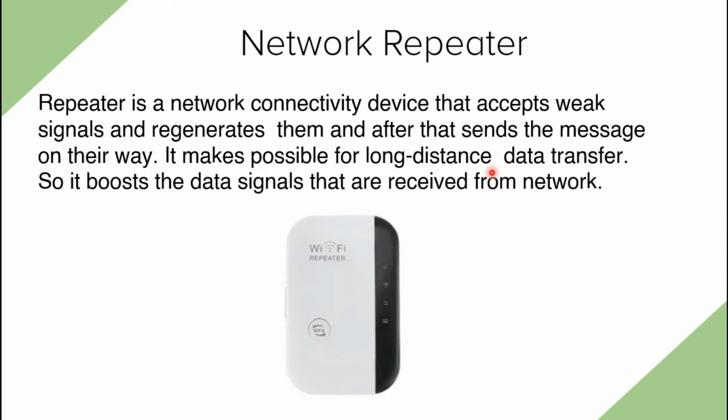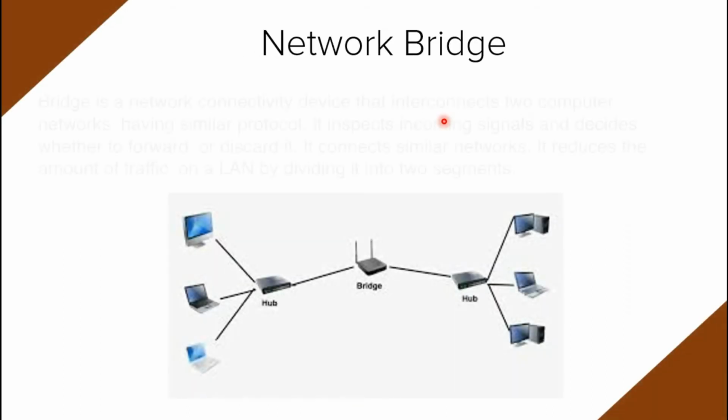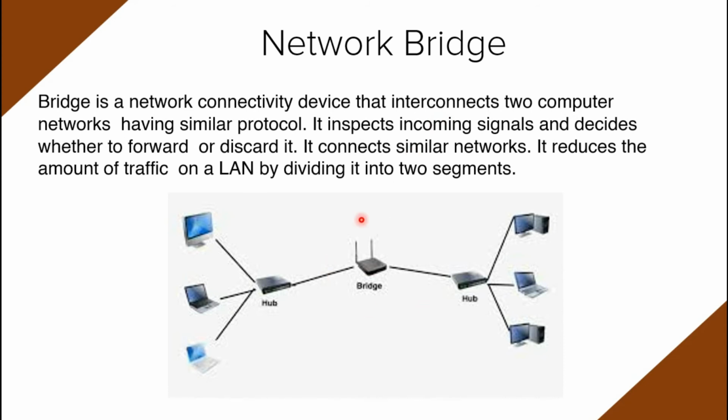It is often used in transcontinental and submarine communication cable because the attenuation, meaning signal loss over such distances, would be unacceptable without them. They are used in both copper wire cabling carrying electrical signals and in fiber optics carrying light. So this is about network repeater. And now we have learned about repeater. Now it's time to learn about the bridge.